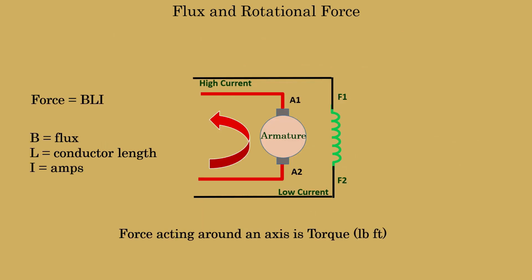Torque is a measurement of the rotating force generated by the motor, which is responsible for its rotational motion. A simplified torque equation in a DC motor is given by the product of the motor's armature current and the magnetic field strength. Simply put, torque equals the armature current multiplied by the magnetic field strength multiplied by the armature conductor length.